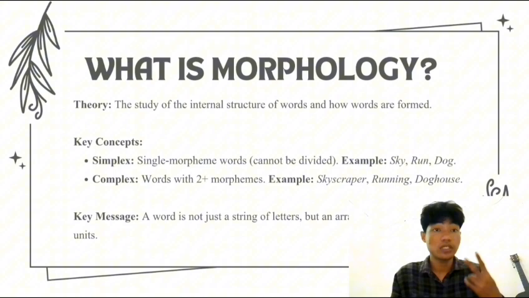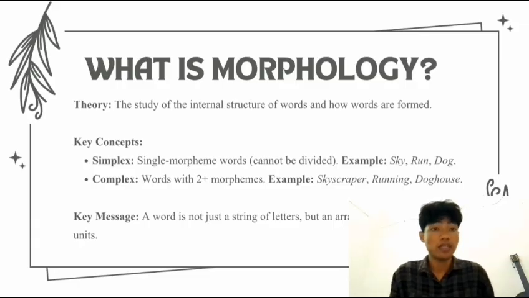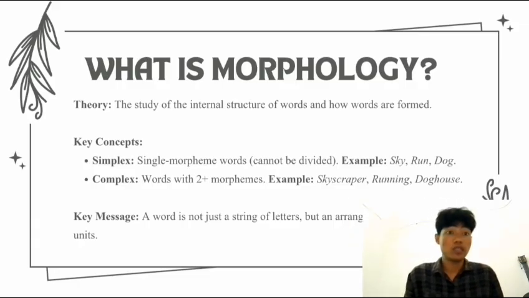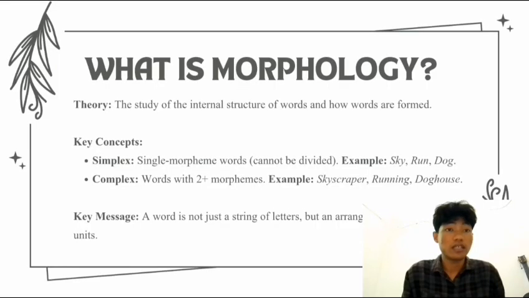And there are two key concepts that we need to know. The first one is simple words. Simple words contain only one morpheme, and cannot be divided into smaller meaningful parts. For example, sky, run, and dog. They only contain one morpheme. And the second one is complex words. Complex words contain two or more morphemes, and are made by combining roots and affixes.